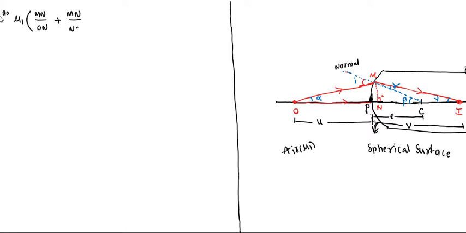Nu 1 i is equal to nu 2 r. Nu 1 i is alpha plus beta. Nu 2 r is beta minus gamma. R is what? R is tan beta minus tan gamma, right? Tan beta minus tan gamma is what? Tan beta is Mn by Nc, and tan gamma is Mn by Ni.